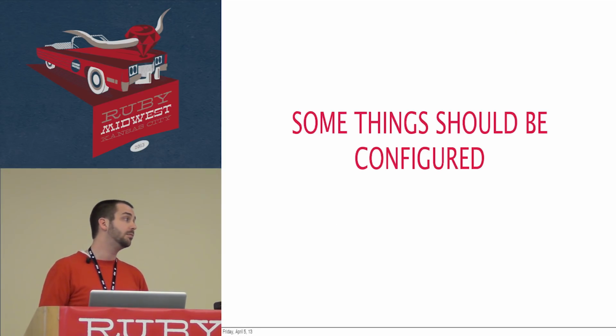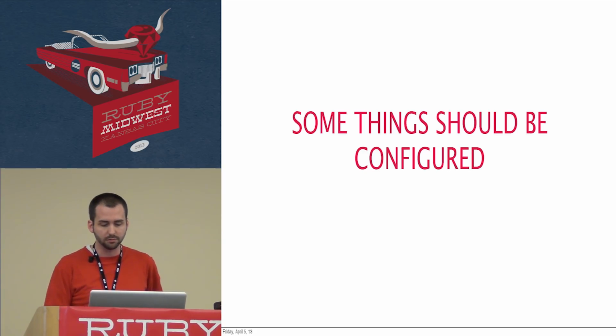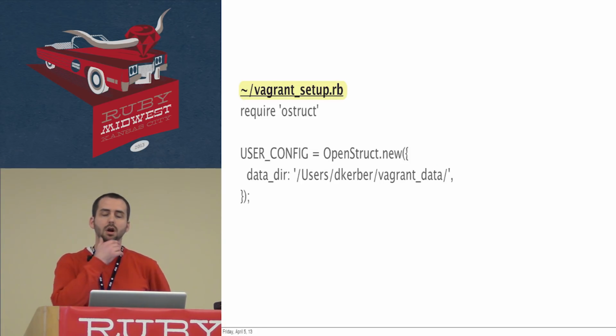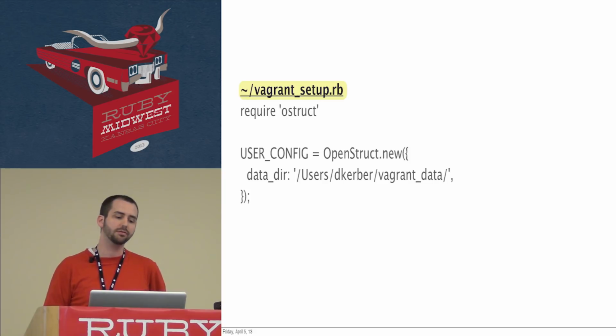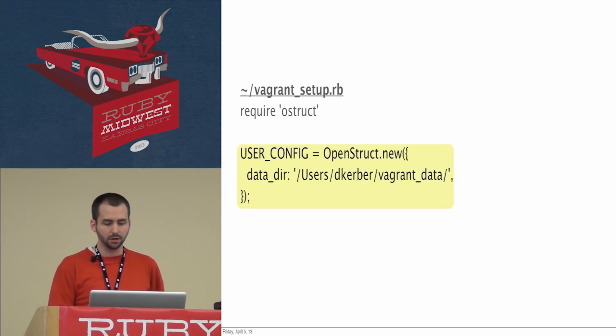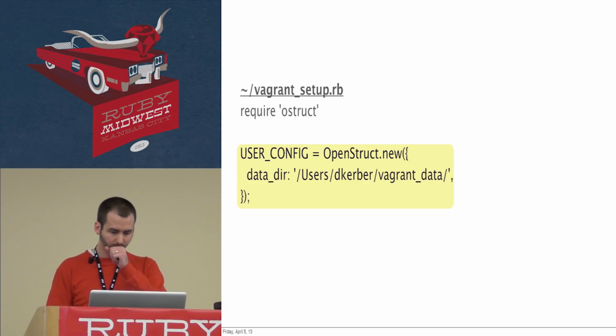Also, not everything's going to be the same from computer to computer, so you want to make sure some of that stuff is configurable. What we decided to do at our office was go with a convention that you're going to have in your home folder a vagrant_setup.rb file. In there, you're going to create an object called userconfig, and it's going to respond to the data_dir method in one way or another. This is just the way I did it.